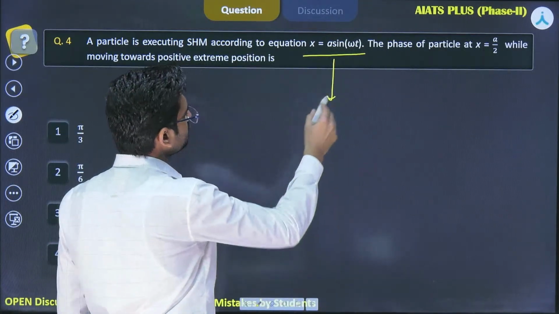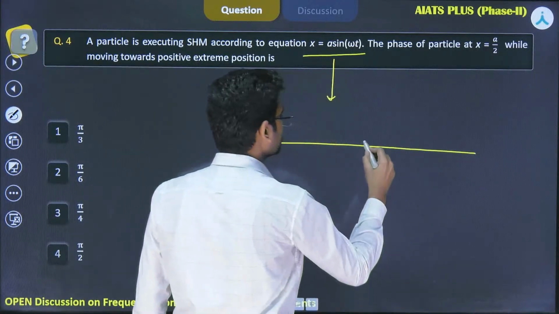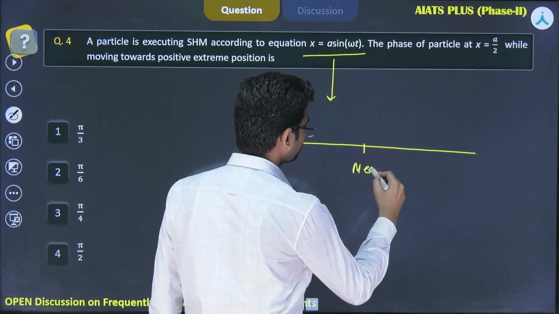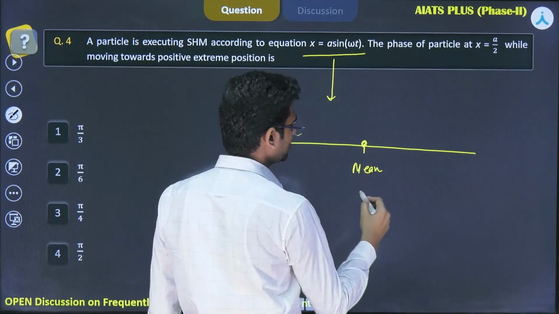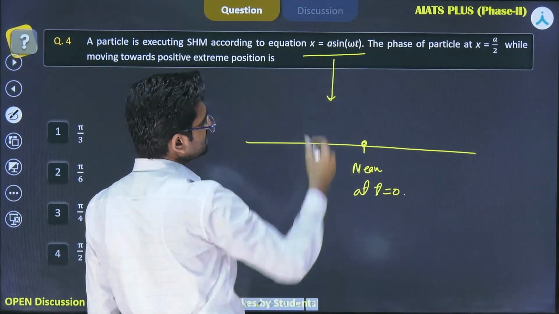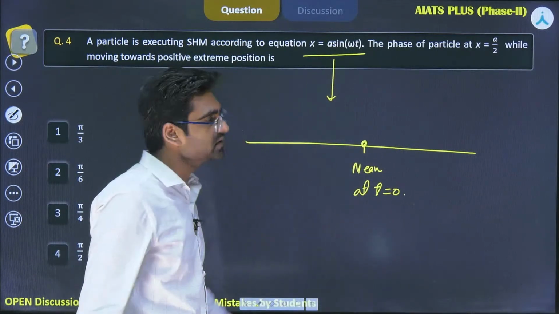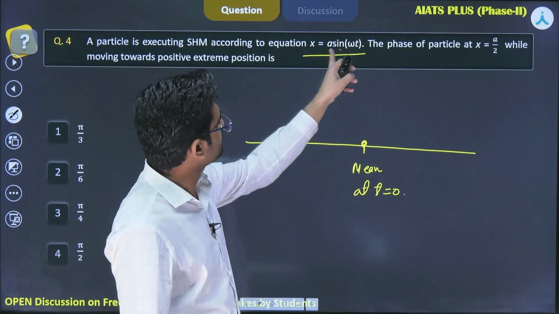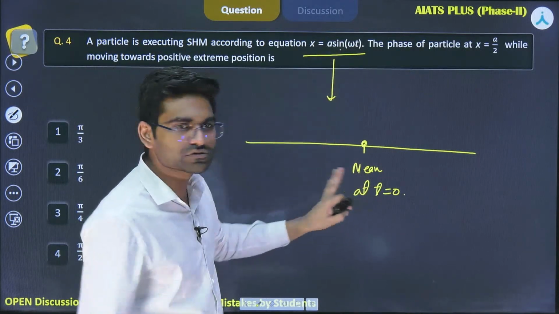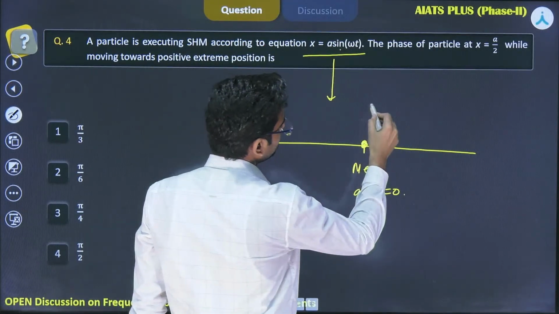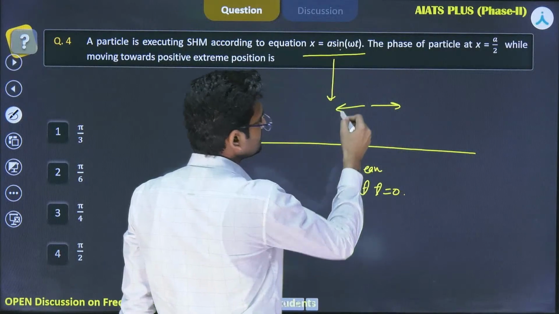So x is equal to a sin omega t is the equation of SHM where the particle is starting from its mean position at t equal to 0. You can put t equal to 0 and you will see that x is equal to a sin omega t. At t equal to 0, this will become sin 0, right? And sin 0 is equal to 0. So x is equal to 0. But at x is equal to 0, the particle might be going like this or like this, right?